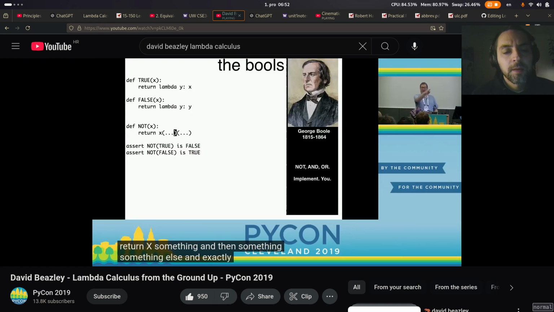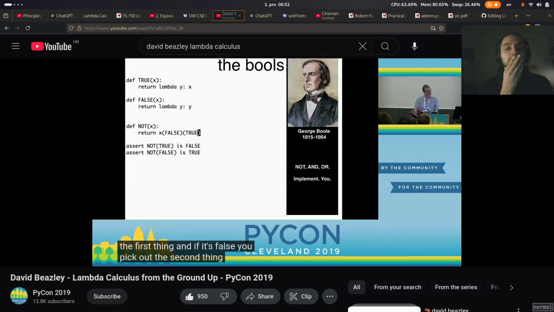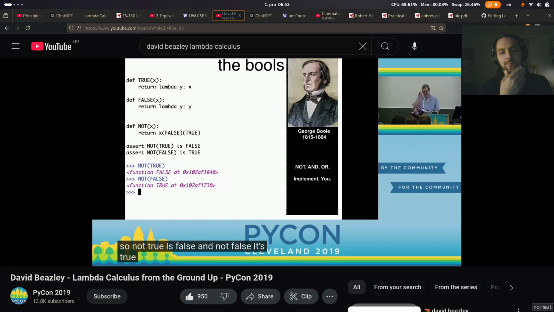Exactly right. So comment up here, just reverse it. If x is true, what you want to do is pick out false, because the behavior of true is you pick the first thing. And if it's false, you pick out the second thing. So not true is false, and not false is true.